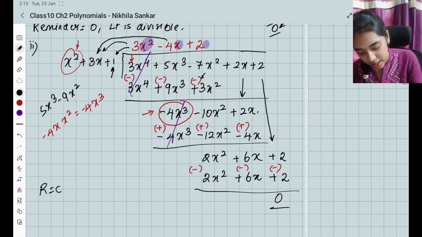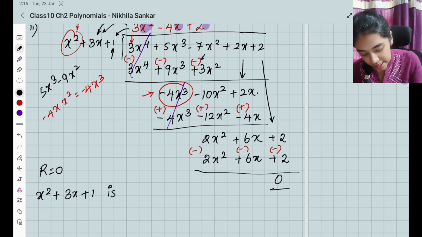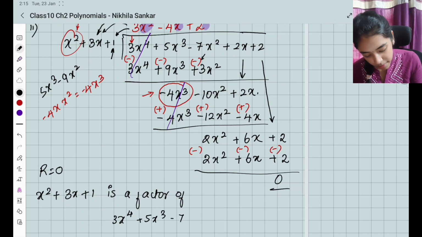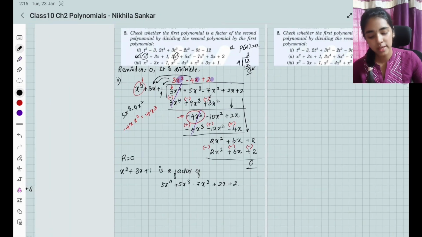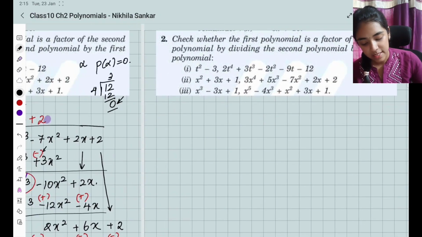So the remainder equals 0, which means x square plus 3x plus 1 is a factor. That is how you should write it. Is a factor of, what is our question? 3x power 4 plus 5x cube minus 7x square plus 2x plus 2. Okay? Please copy.